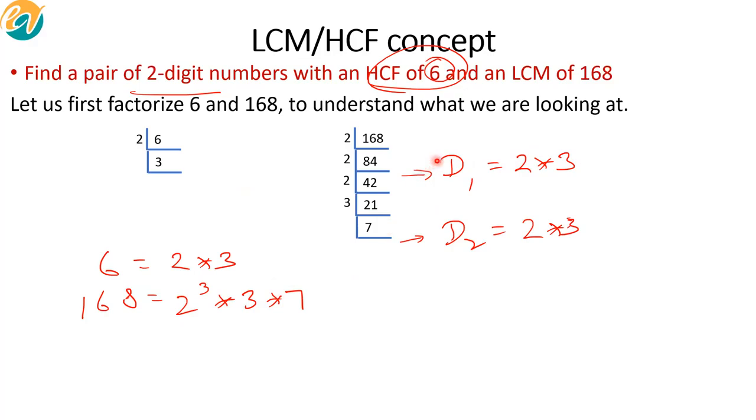Similarly, the highest power of 3 across these two integers has to be 3 raised to the power of 1. And the highest power of 7 across these two integers has to be 7 raised to the power of 1. Only in that case would the LCM of these two integers turn out to be 2 raised to the power of 3 into 3 raised to the power of 1 into 7 raised to the power of 1, which is 168, right? Okay.